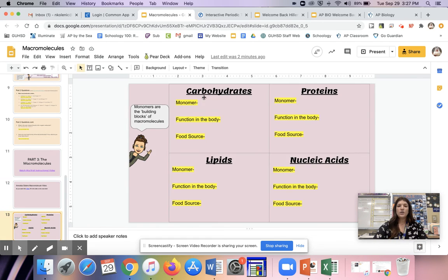When you're taking notes, this is where you're taking the notes. You're going to be telling me what is the monomer for every single macromolecule. Monomers are a building block. It'll talk about it in the video. What is the function in the body? Each of these has a different function that they perform in our bodies. And what food source can we get these from? If we need to get protein, what can we eat to get protein?